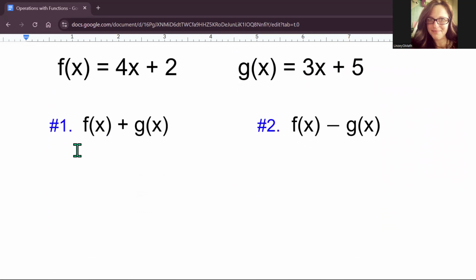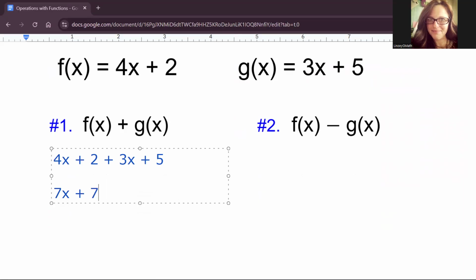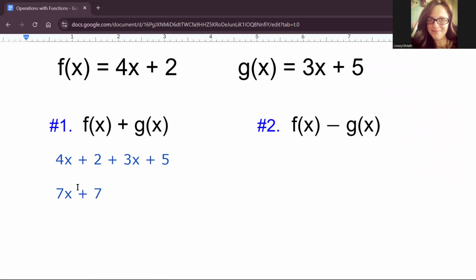Number 1, adding two functions together. f of x is equal to 4x plus 2. And then we'll add g of x, which is 3x plus 5. And then we'll combine like terms. 4x plus 3x, we get 7x. And 2 plus 5, we get 7. So here is our combined function. I could also write it f plus g of x equals 7x plus 7.